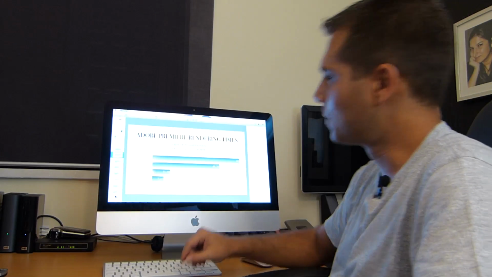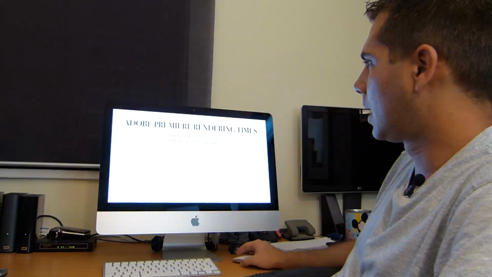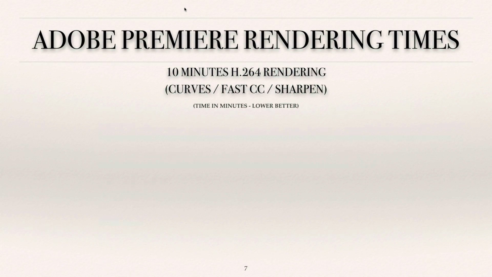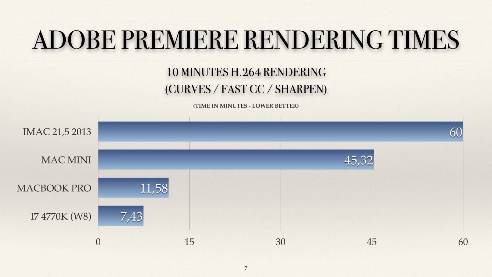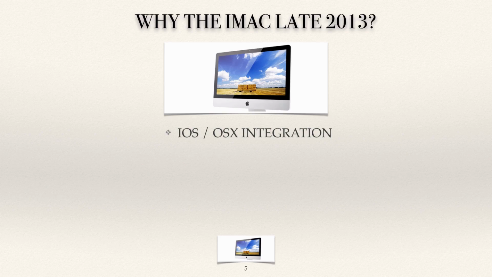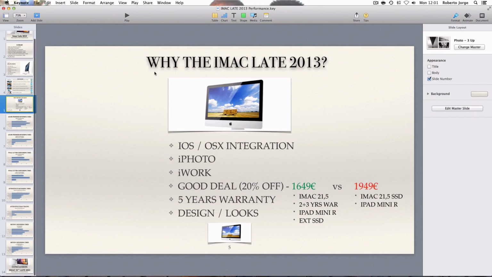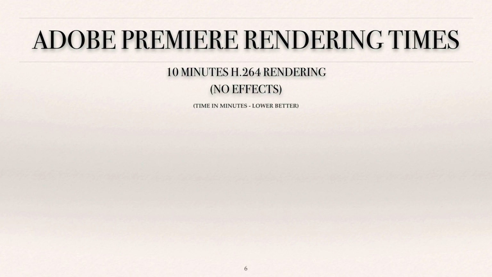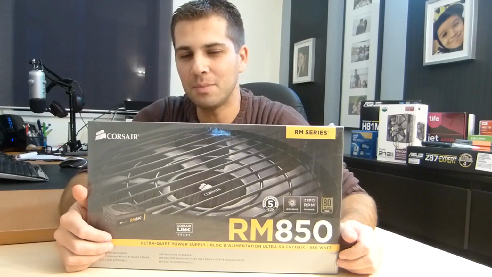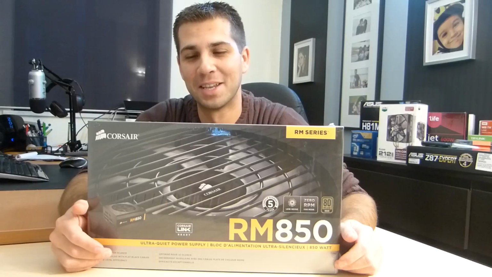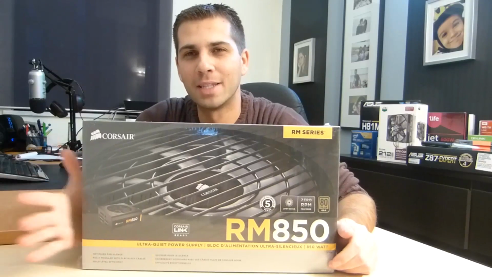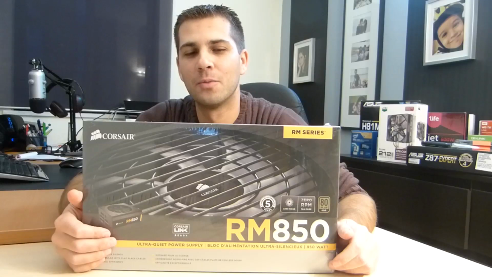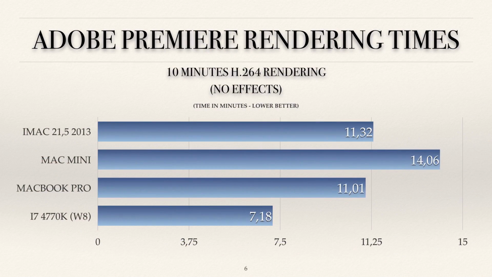So let's jump into the Adobe Premiere rendering times. Let's put in the graphic. For the first test, we are using a 10-minute footage, and we are rendering to QuickTime H.264 with no effects at all, just the video itself. So let's see the results.